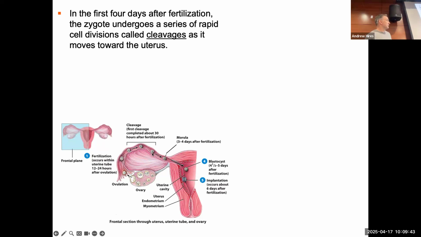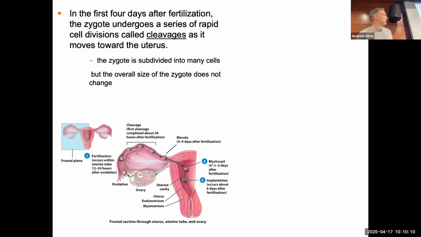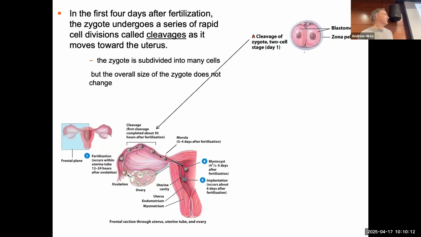In those first few divisions, every cell within that zygote looks like every other cell. However, once it reaches the morula phase, you start to see some differentiation of the shapes of the cells and the positioning of the cells within the developing morula.